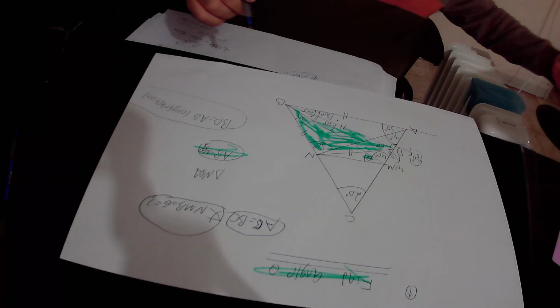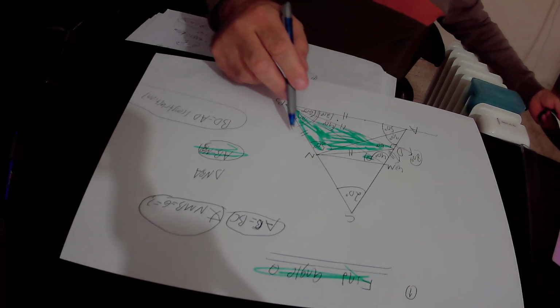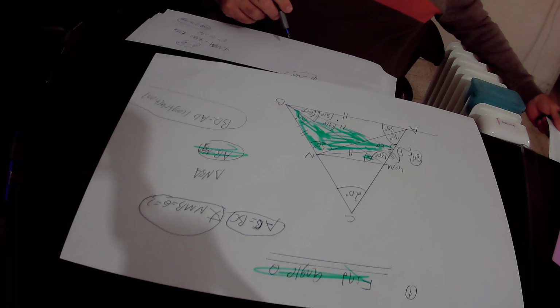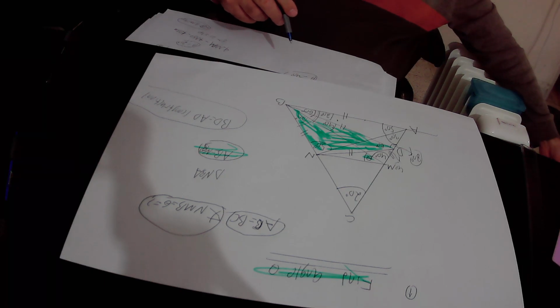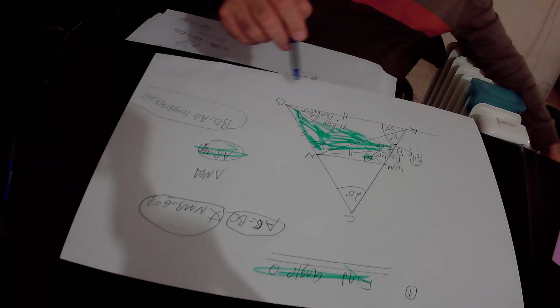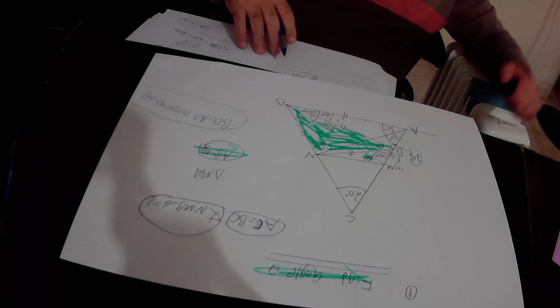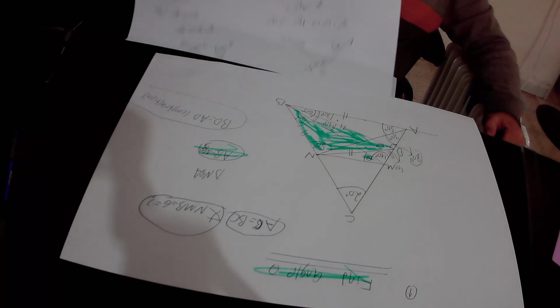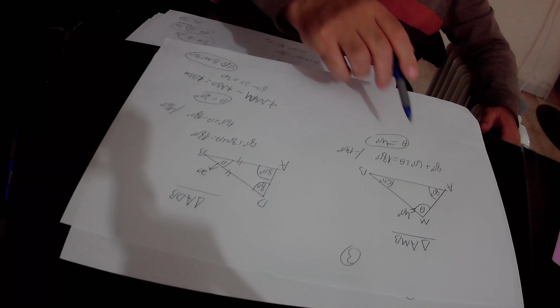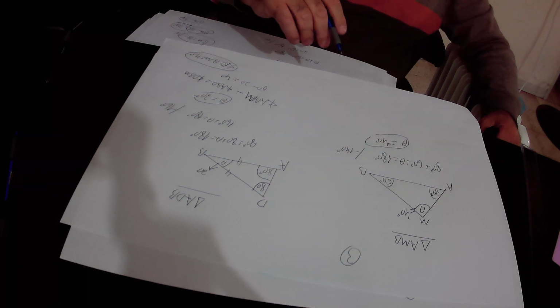Side AB is equal to side NB. Then we focus on triangle ABM, so I copy triangle ABM in an image and we analyze it. This is triangle ABM that I copied from the original drawing.